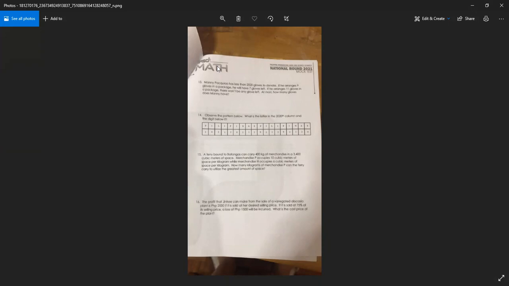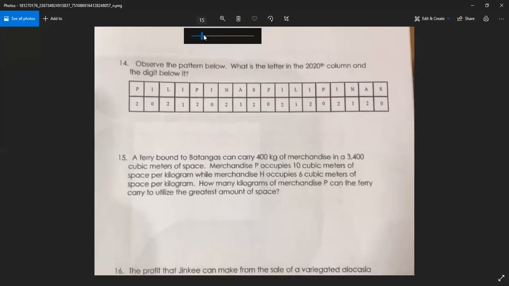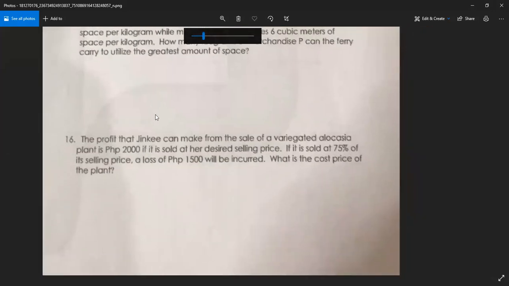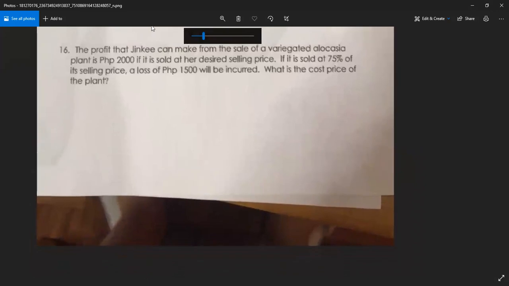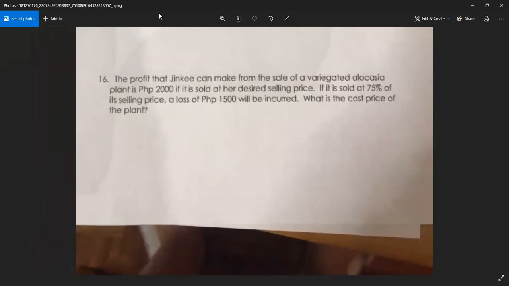Number 16. For number 16, we're going to use an algebra way. This is a grade 8 topic. I hope that you will understand the process here because this is the easiest way of dealing with this specific item. Let me check if I got it again. Oh, okay, I'm wrong. That's okay.